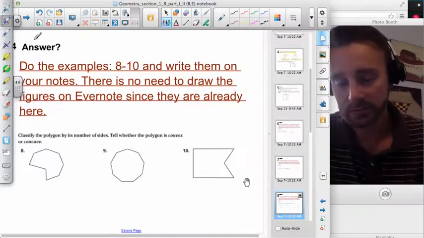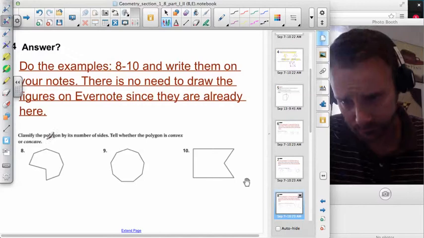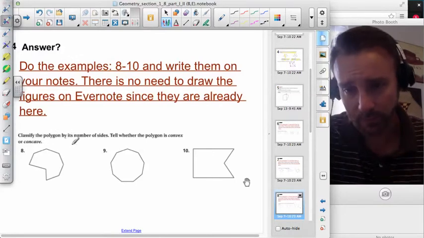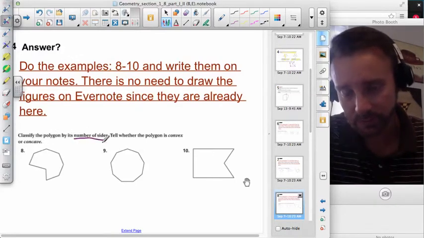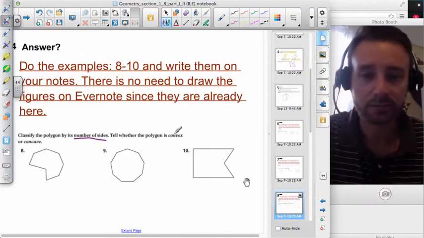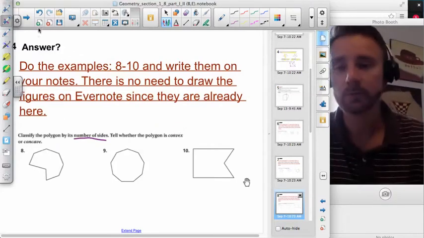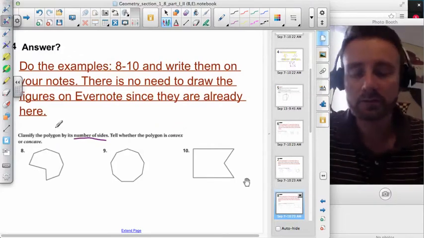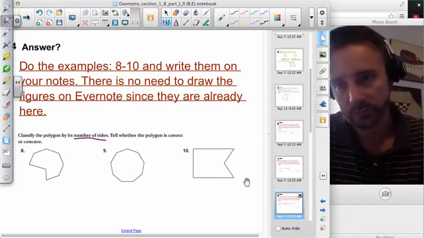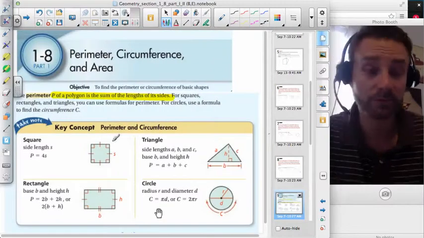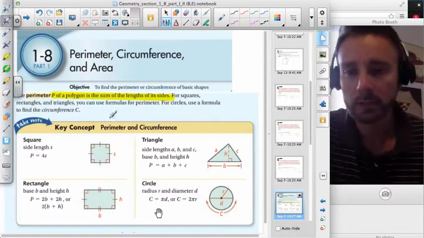And in the last set of examples, classify the polygon by its number of sides again, and tell if it's convex or concave. So just write the number of the example and the answers for all of these. And as I told you, I went a little fast because that was kind of a review.